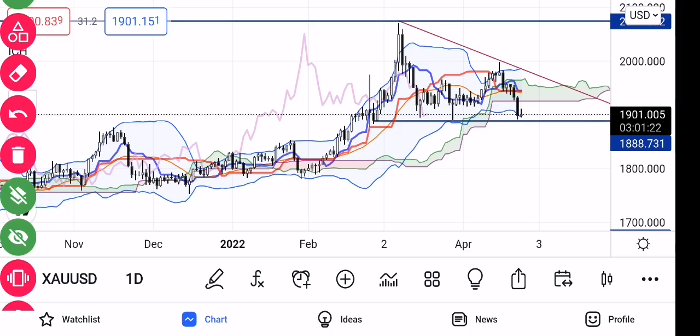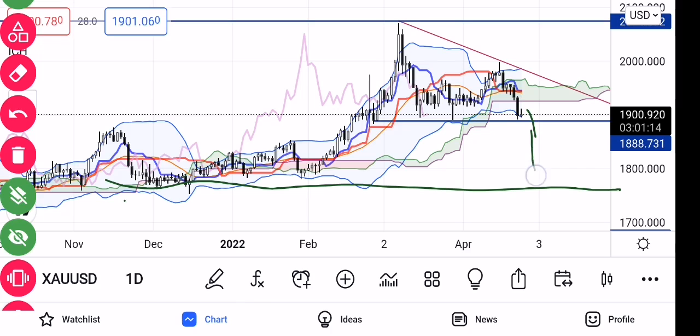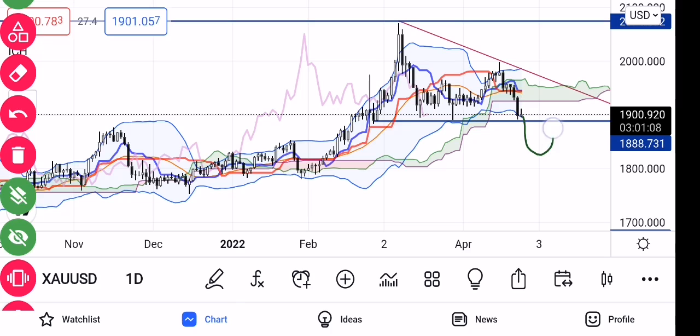You see, so first level to focus on for the break is if it breaks here, we could see a drop to this level over here. So the best thing to do is to see break, pullback, drop, right?